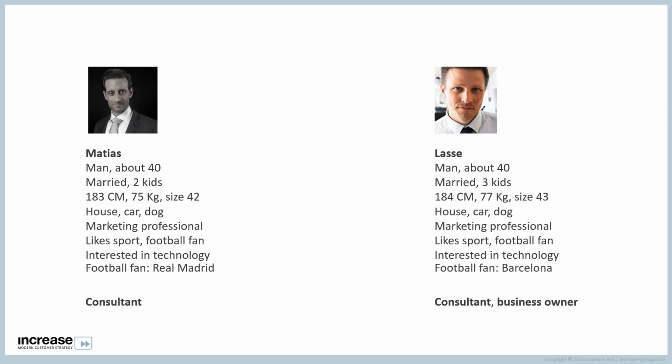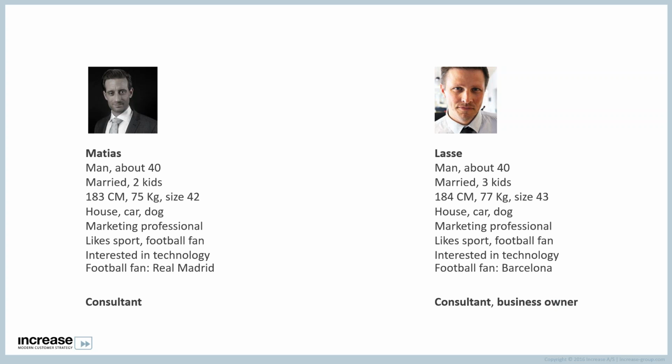But also, if you want to sell us something, for example running shoes, we might purchase the same ones. If you want to sell us something like a car, we might purchase the same thing. But if you want to sell us something like a printer, there's a big difference between us, because I'm working as a consultant. Lasse is as well, but he's also a business owner and running the business.